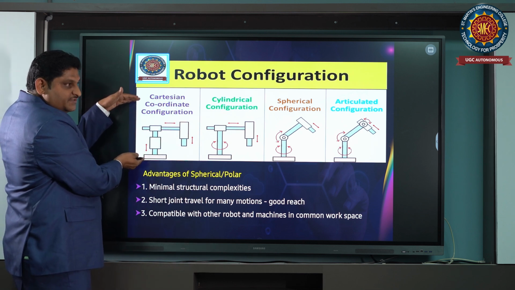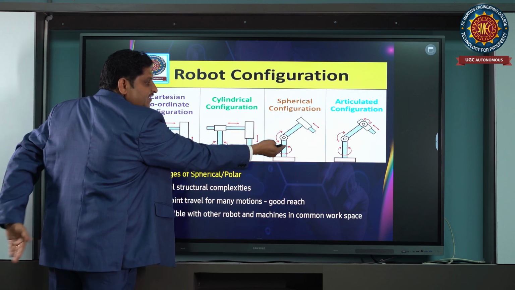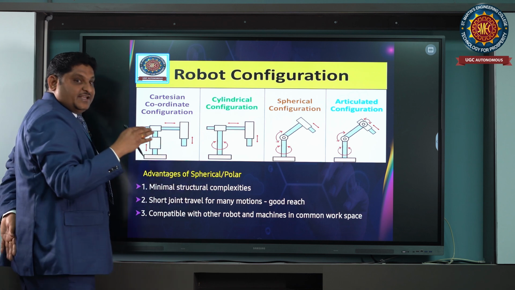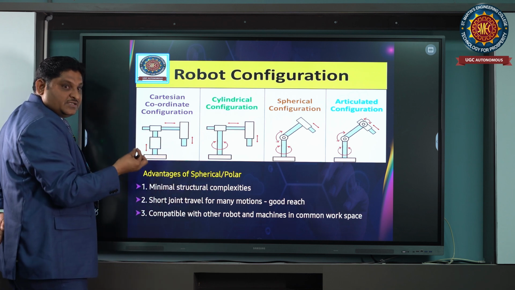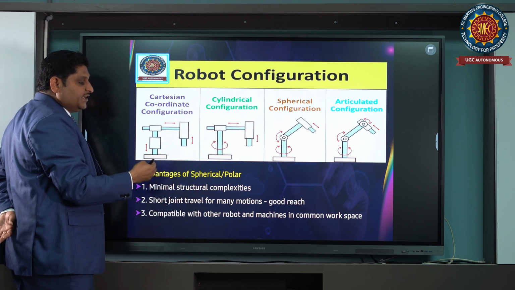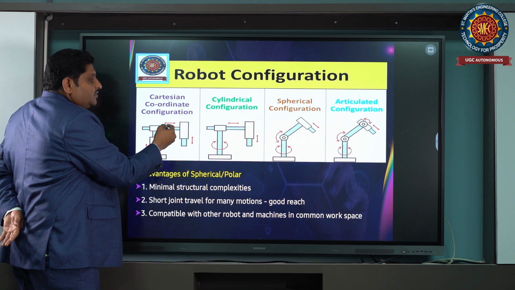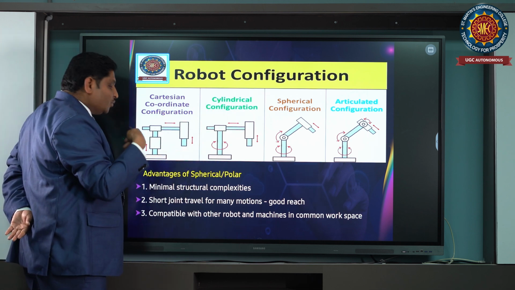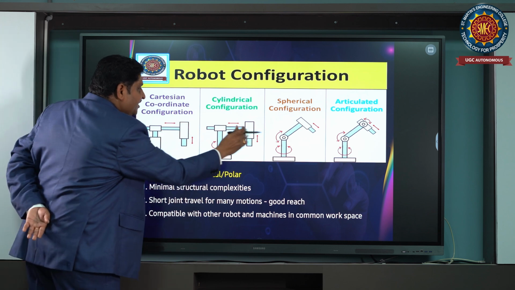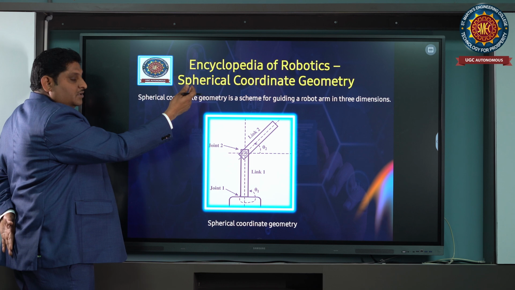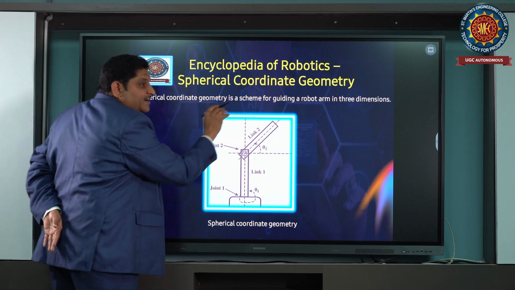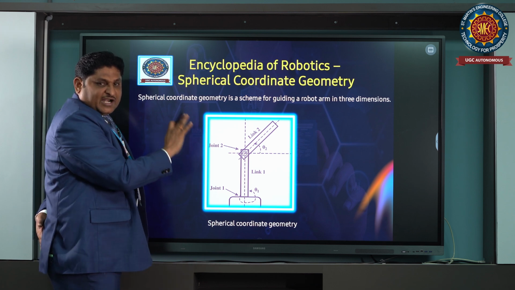If it is Cartesian, it looks like this. If it is cylindrical, it looks like this. If it is spherical, it looks like this. The beauty is that if you use the concept of spherical coordinates, the complexity is very simple and the joints are short, but it moves in a very good direction and compatibly with other robots and machines in a common workplace. It means with the spherical, the usage is more and it is more flexible than the general form of Cartesian and cylindrical. In the same way, there is one more in the form of a robot. You observe this spherical coordinate system fully guides the robot in three-dimensional space. So this is one application we have discussed here.